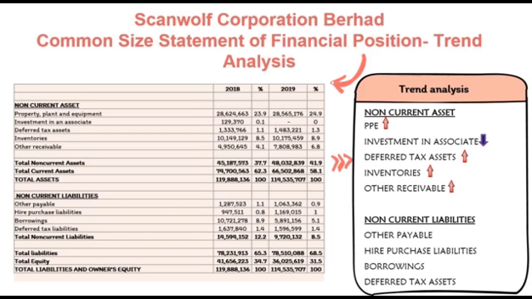Next, in non-current liability, we can see that other payable and borrowing decreased, and for hire purchase liability, we can see that the trend increased, and deferred tax liability remained unchanged in percentage. Now I will explain more about the trend analysis of the performance for the company from 2018 to 2019.